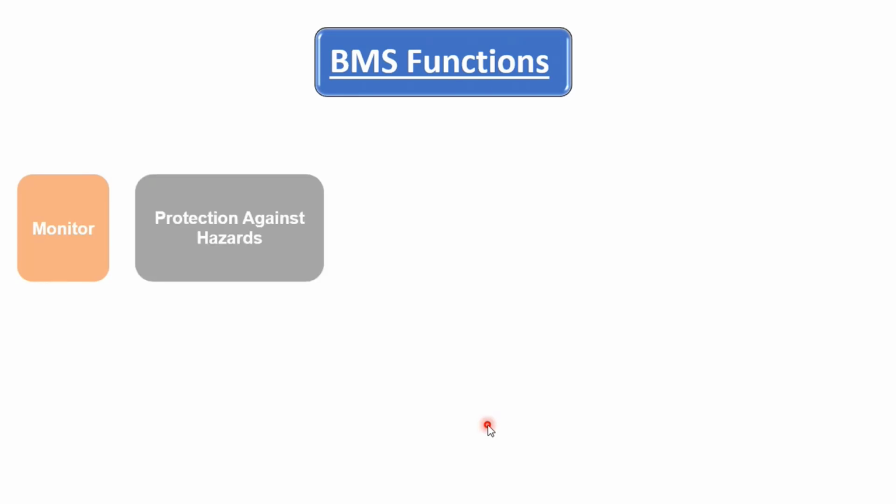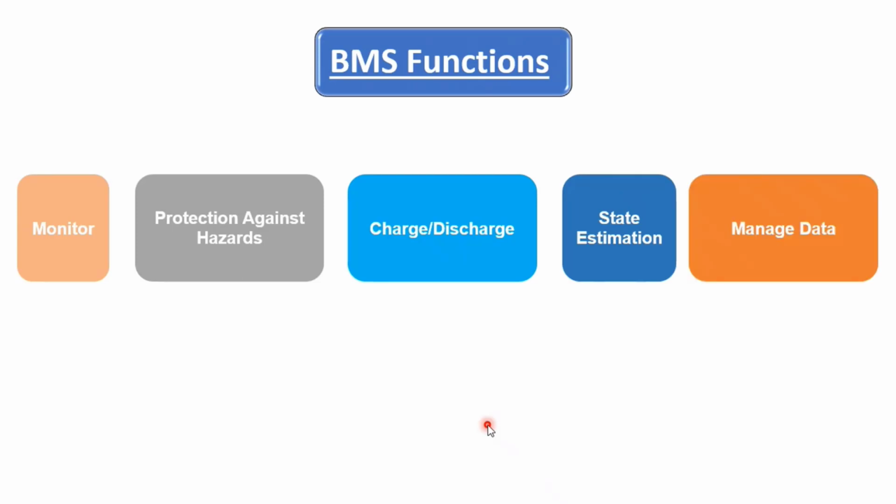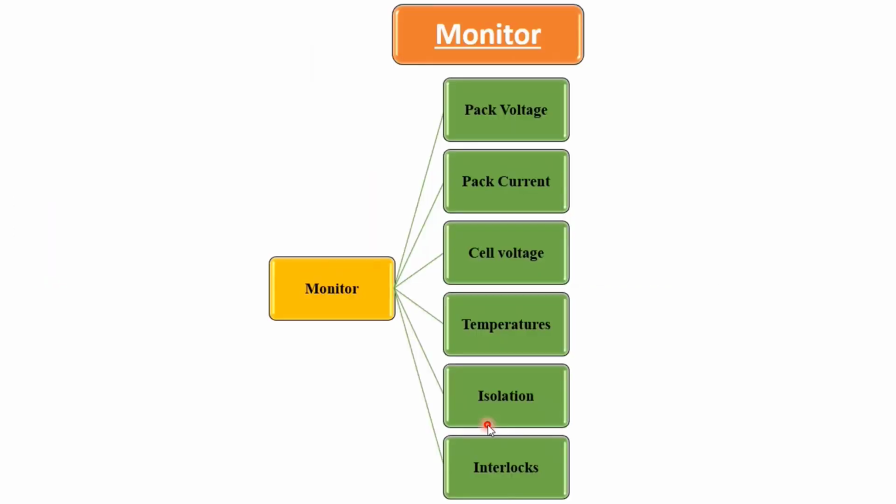Yeah. So now I'll go to the BMS functions. Till now we have seen the architecture. Now we'll go a little deeper into the functions of the battery management system. The important functions of the BMS are monitoring and checking, protection against hazards, charge and discharge, estimation, and the management of the data. Now we will check one by one very clearly.